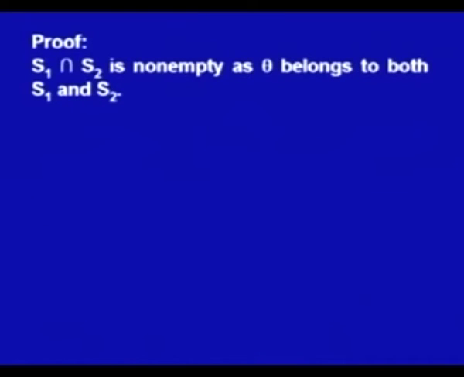Now, to prove this, it is observed that the intersection of S1 and S2 is non-empty. Why? Because S1 is a subspace, S2 is a subspace. So, theta has to belong to both S1 and S2. So, theta must belong to S1 intersection S2, and that is why S1 intersection S2 is non-empty. Now, we consider two cases.